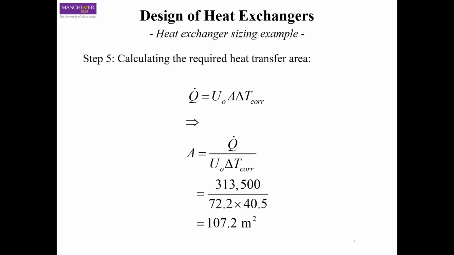And now the last step. We know the value of U, we know the value of delta T correction, and we know the value of Q that is given in the question. So if you rearrange this equation in the form of area and put in the values of these parameters, we can calculate the final area of the heat exchanger, which is 107 square meters, that is required to perform this amount of heat exchange.